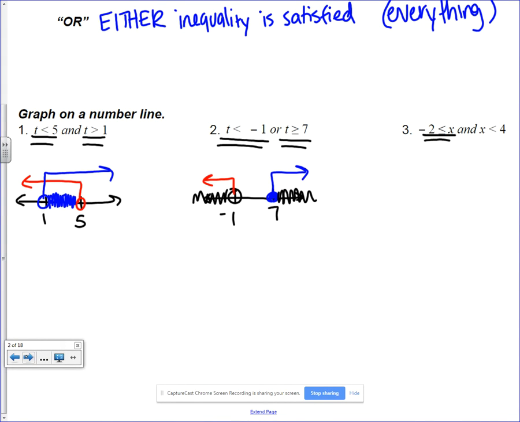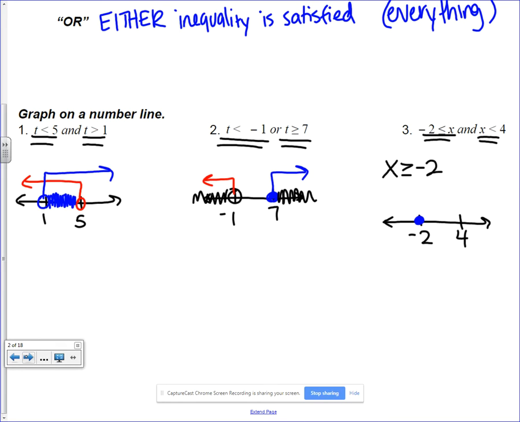Is this one written in the correct way? No, it's not. I have to flip the entire thing around. Is this one written the right way? Yes, it is. The variable is on the left. So, what number comes first on my number line? What kind of circle will you have on that -2? Closed, and which way am I going to shade?